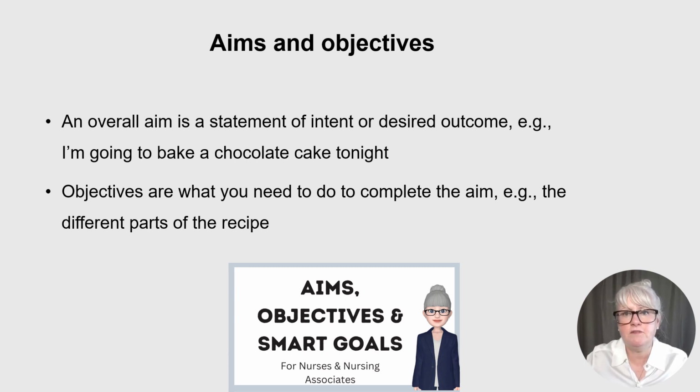So I've presented some of the differences between aims and objectives. So put simply, you usually have one overall, 1 or 2 at the most, overall statement of intent or desired outcome. For example, I am going to bake a cake for a party tonight, so that's my overall aim. In comparison, you usually have several objectives, and objectives are what you need to do to complete the aim. So they're all the different parts of the recipe. Objectives are less broad than an aim, and they're specific and measurable. So I'm going to whisk 4 ounces of flour and 2 eggs together. So it's what you're going to do to achieve that aim.